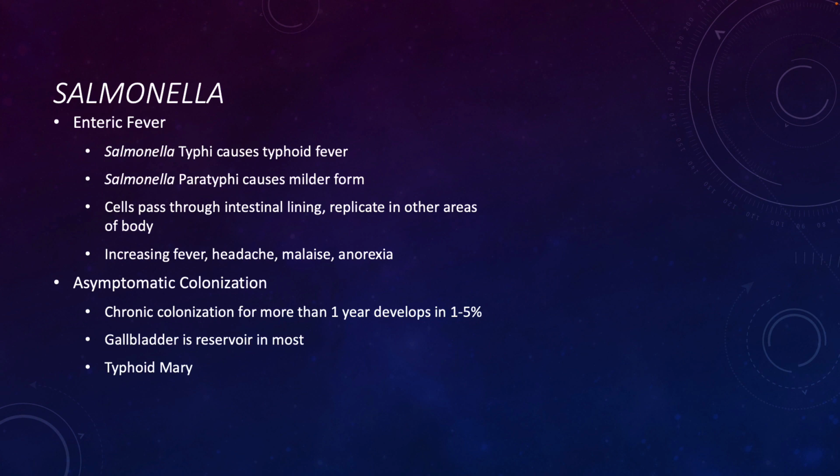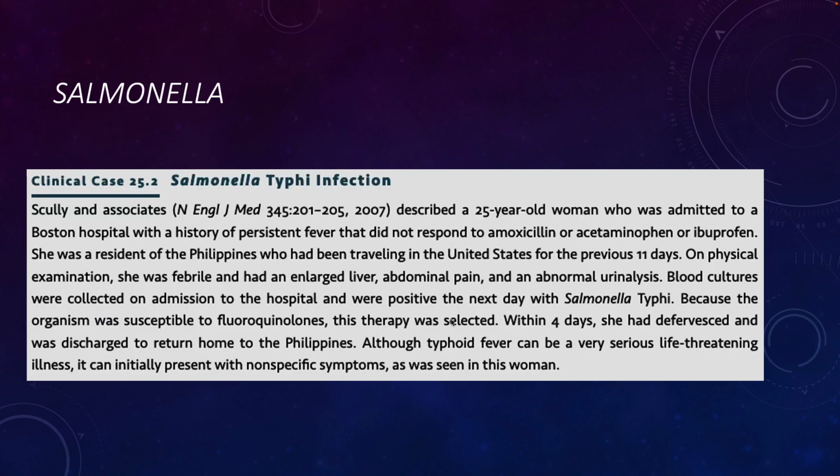And chronic colonization, which is patients who have the bacteria for more than a year without symptoms of infection, develops in 1 to 5% of patients. It's kind of hard to put a number on this because if the patient has asymptomatic carriage, how do you know they're carrying it? How do you diagnose it? The gallbladder, as I mentioned before, is going to be the reservoir for most patients. And you may have heard of Typhoid Mary. This is the classic example. It's a real life example of a patient who was an asymptomatic carrier of infection and was spreading it to other people.